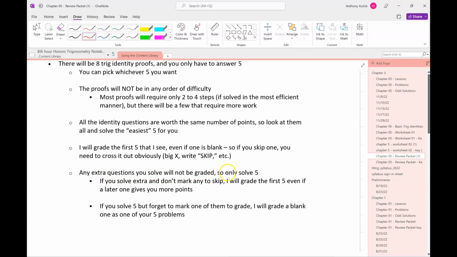Any extra questions you solve will not be graded. So it's not like I'm going to grade all 7 and take your best 5 out of the 7. Nope. I'm grading the first 5 that you've done that you haven't crossed out. Okay?